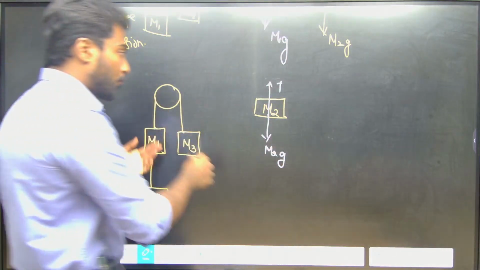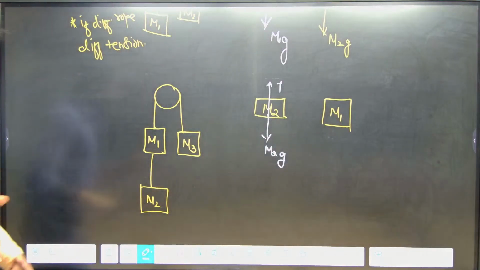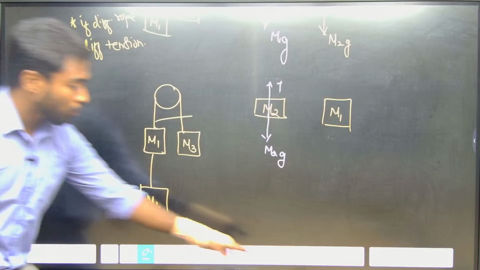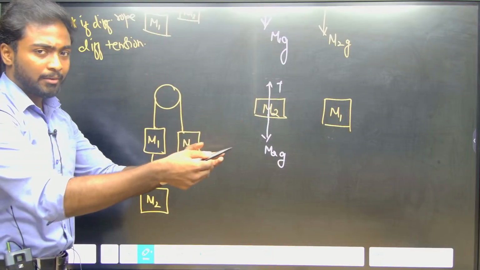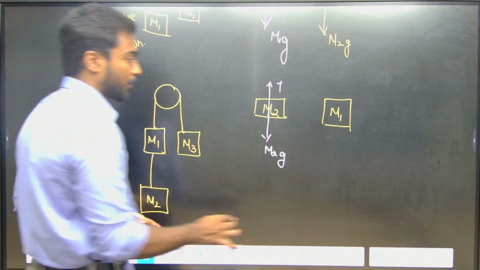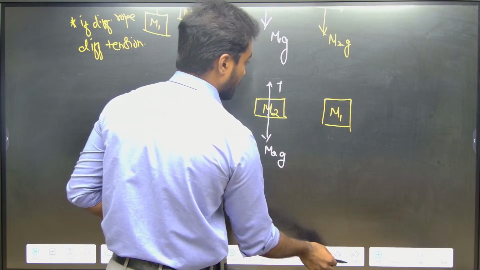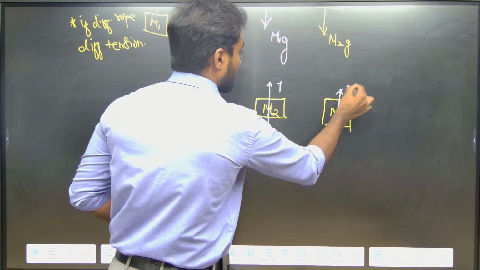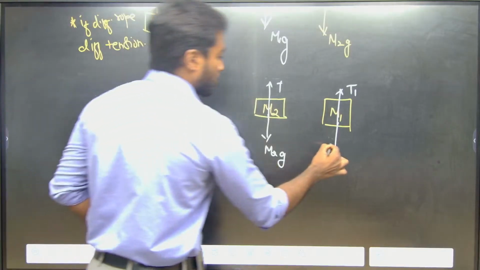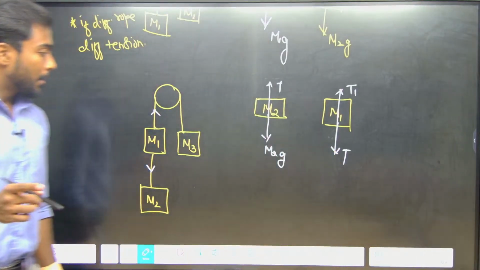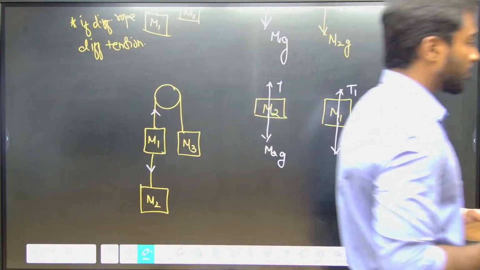If I talk about M1, what are the things there? How many ropes are there? One rope, the other a different rope. If I consider this is T, this one is some other variable I need to keep. T1 I can take. So if this is T1, one is away from the body like this, one is away like this. So this is T. Is anything missed out there? Can you check? Is anything missed out in this?